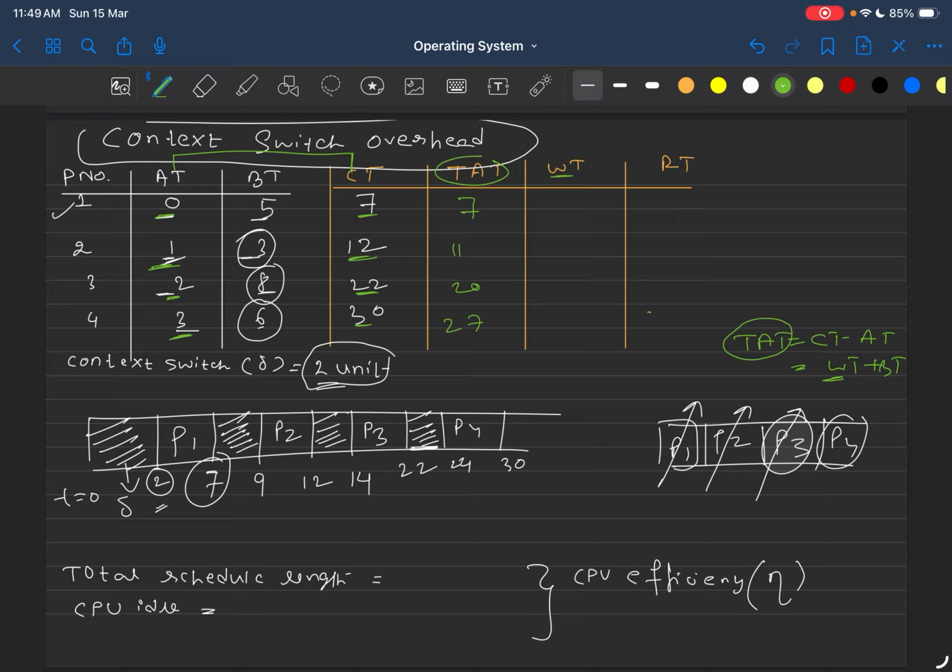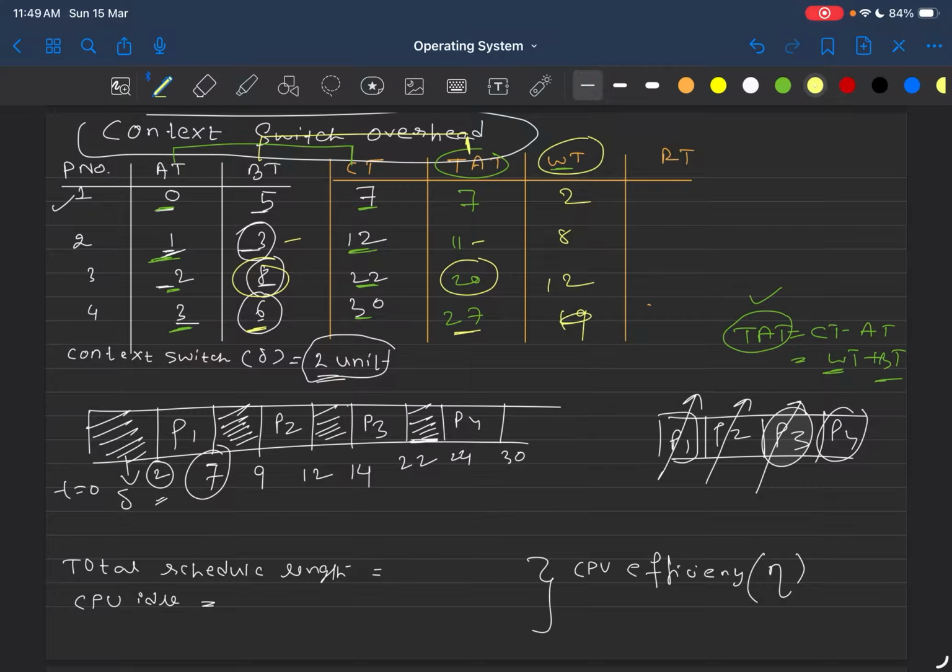So what is the wait time? Wait time is turnaround time minus burst time. So 7 minus 5, that is 2. 11 minus 3, how much? That is 8. 20 minus 8 is 12. 27 minus 6, that is how much? 19. Sorry, I made a calculation mistake. 27 minus 6 has to be 21.